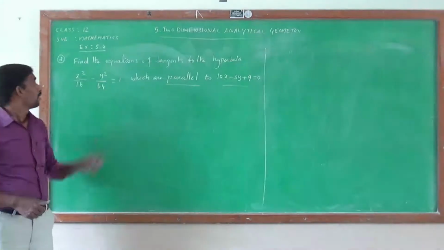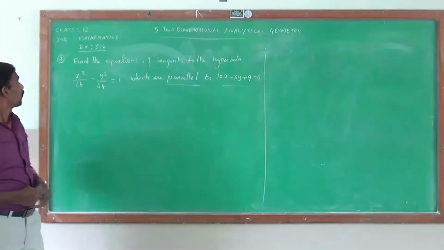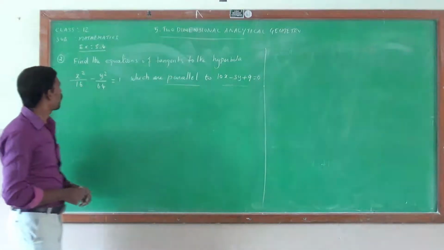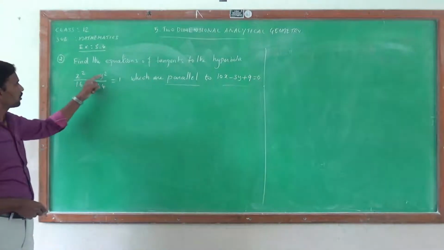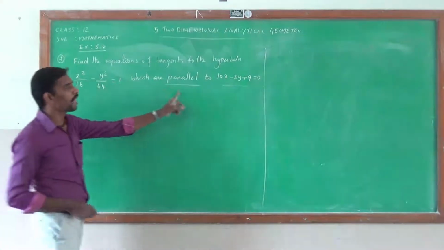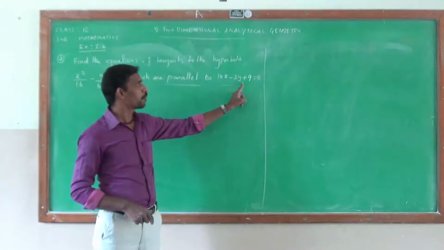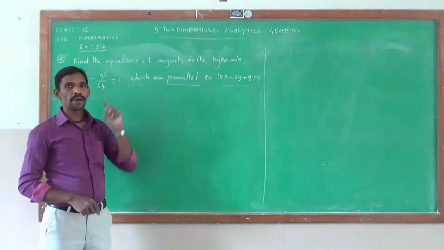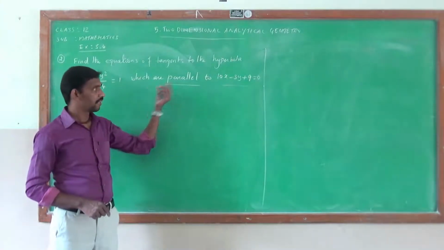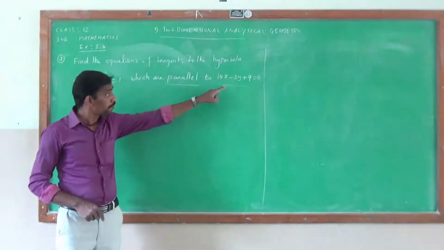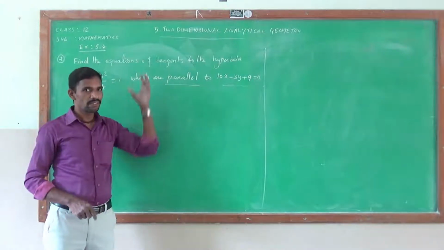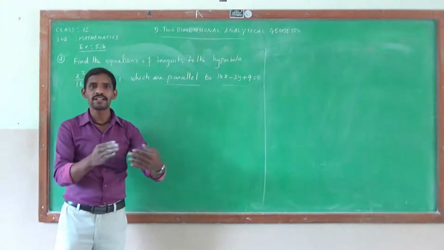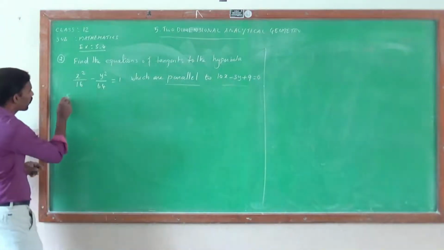Hi, this is exercise 5.4, question number 2. Find the equation of tangents to the hyperbola x square by 16 minus y square by 64 equal to 1, which are parallel to 10x minus 3y plus 9 equal to 0. In the first question they gave one point, but here it is given in one line that is parallel to the required equation of tangents. So parallel means we know that the slopes are equal.